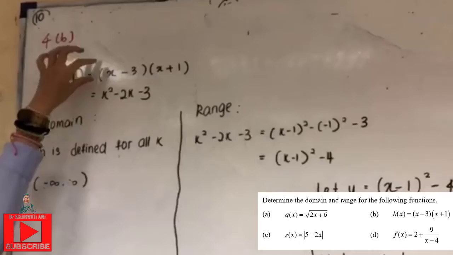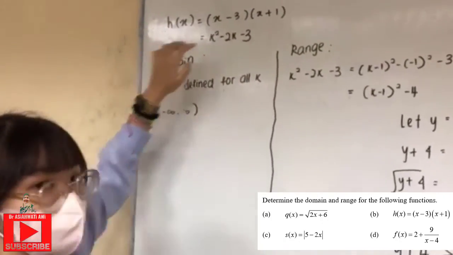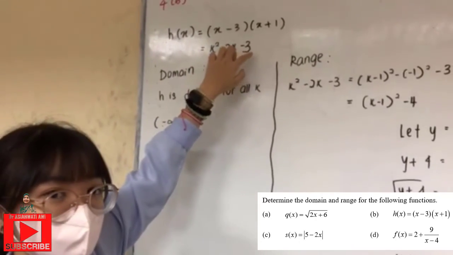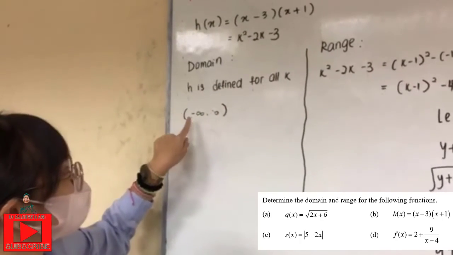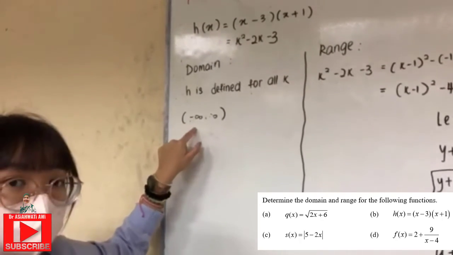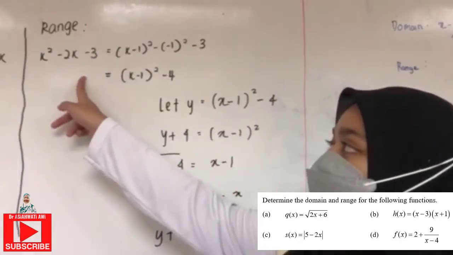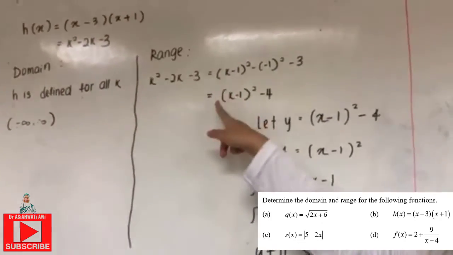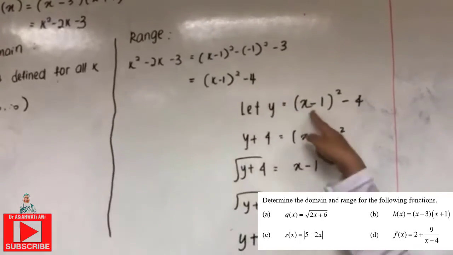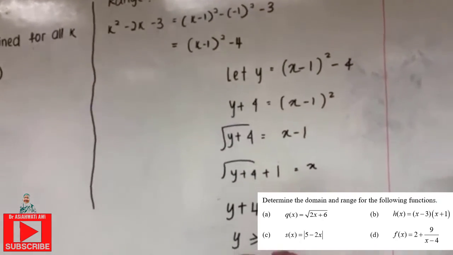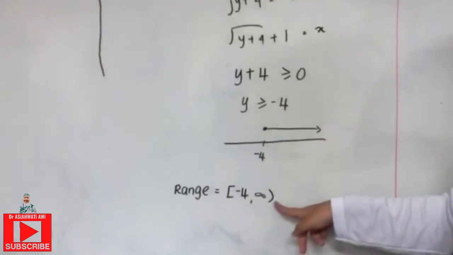The question give us this one. Then after that we expand to become this one. For domain there's no restrictions like X less than something. So H is defined for all X. So we get the domain is negative infinity to infinity. For range, ambil daripada yang ni, kita buat sampai completing the square tu, dapat yang ni. Guna let Y, masukkan yang ni, and kita ubah sampai tadi dapat Y ni, buat number line, and then dapat range dia -4 to infinity.